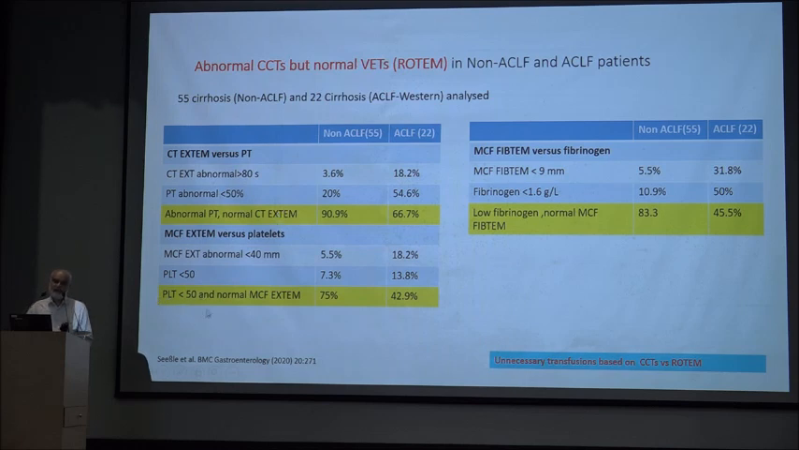Similarly, despite having low platelets, there was normal MCF EXTEM in 75% and 42%. Similarly with fibrinogen, despite low fibrinogen, there is normal maximum clot firmness on FIBTEM in a very high percentage. So if we rely on conventional coagulation tests, then we will be transfusing these patients unnecessarily.